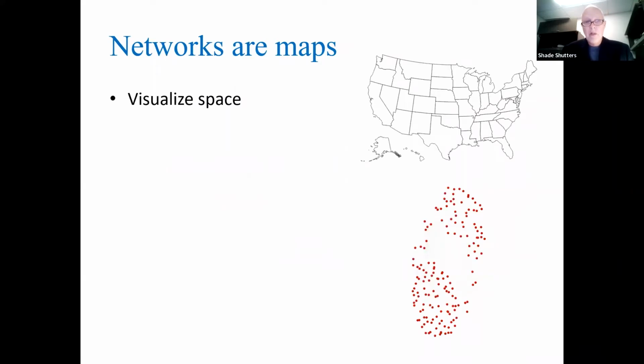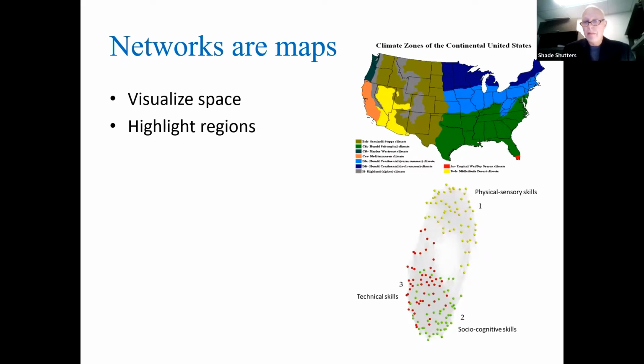For instance, you can simply visualize the structure you're interested in, whether it's the US, if you're a geographer, or if it's this skills network, if you're doing the type of work I'm doing. You can divide the map into different areas that have meaning to you. So on the top, this is the US map divided into climate zones. On the bottom, this is the US skills network divided into 3 regions based on the type of skill. You can see that physical type skills are clustered in one area, and technical and cognitive skills are focused in other areas. So we can highlight regions.